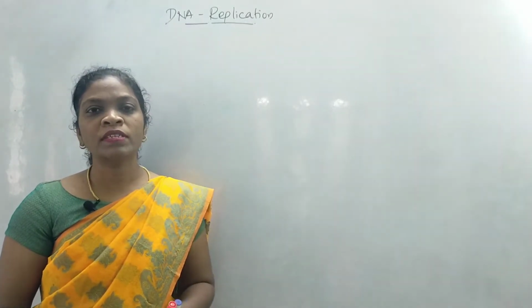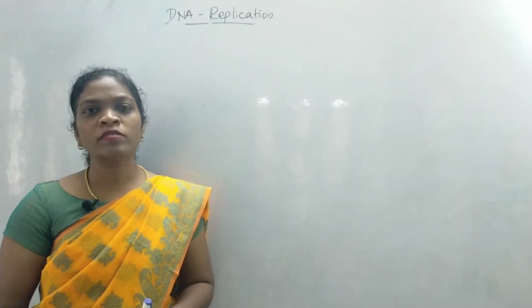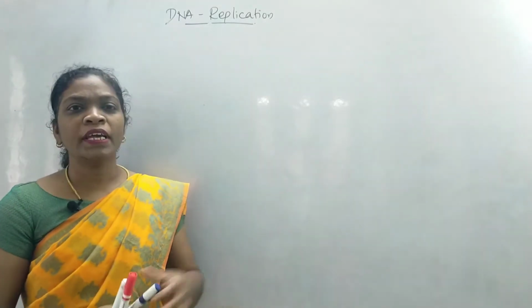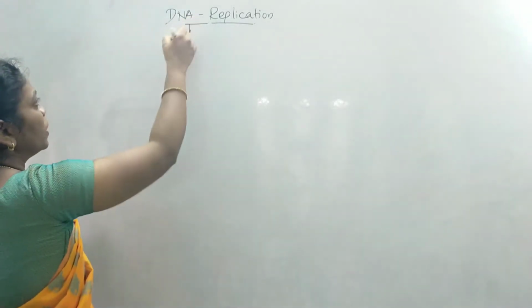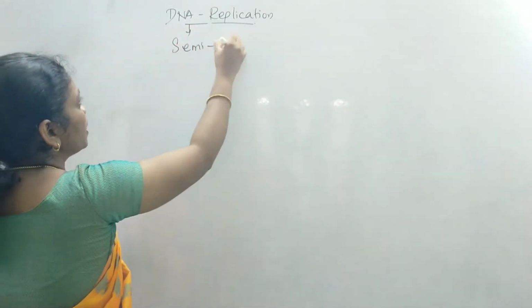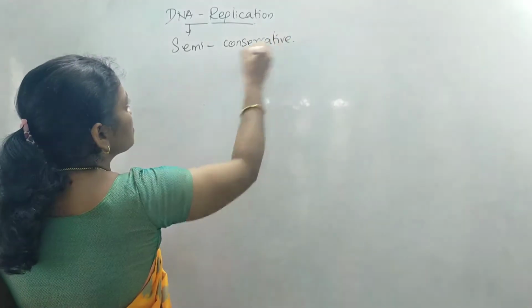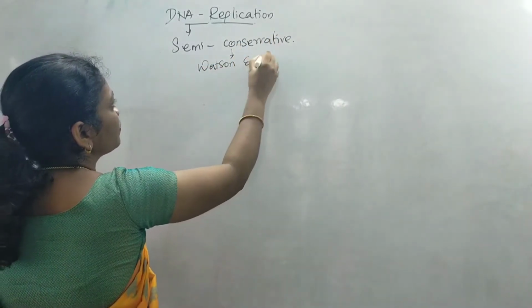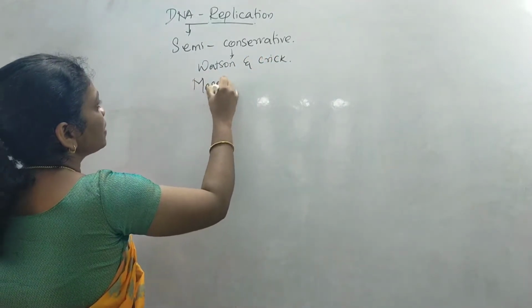In the previous video, I was explaining the enzymes involved in DNA replication. This video is about how the exact process of DNA replication occurs. DNA replication happens by means of the semi-conservative method. This method was proposed by Watson and Crick, and it was proved by Meselson and Stahl.